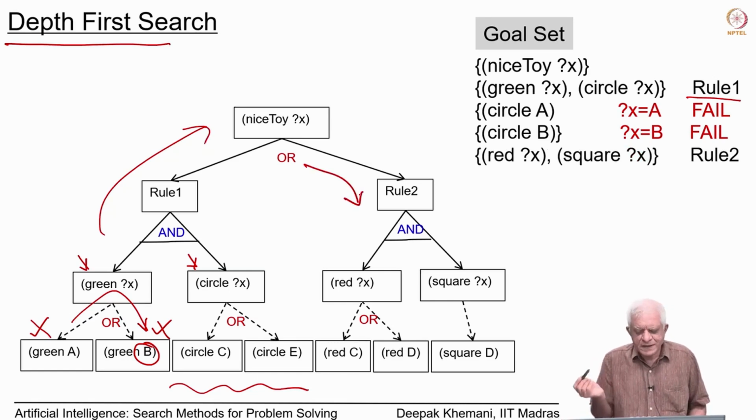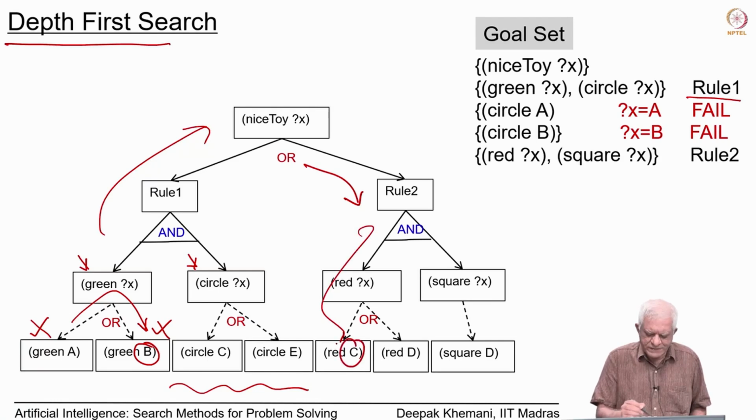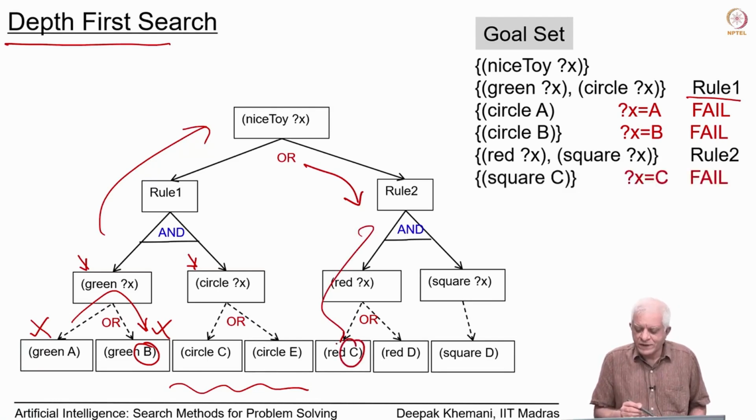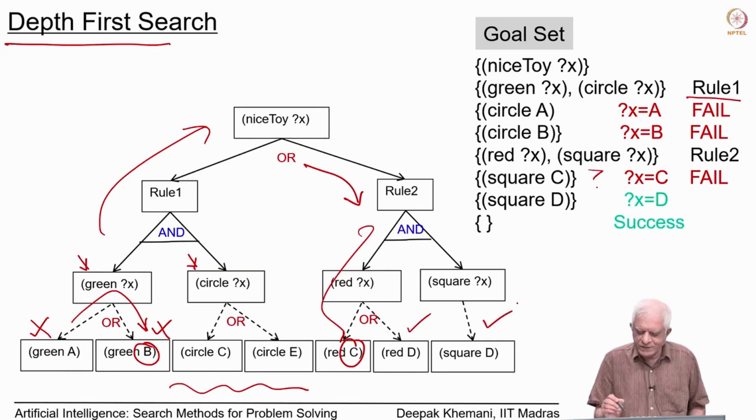So, it says okay, let us look for something which is red and which is a square. It comes down here and finds that yes, C is red and says okay, is C a square then? But no, C is not a square, the only square we have is D. So, it backtracks and again comes back and says yes, D is red, and says go and check whether D is a square, and yes, indeed D is a square. So, both the goals got solved and we are left with an empty goal set, which is a sign of success in backward chaining.